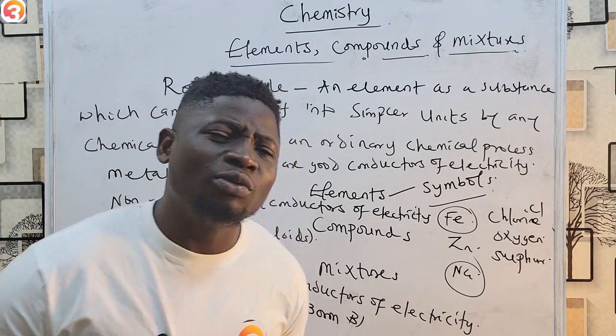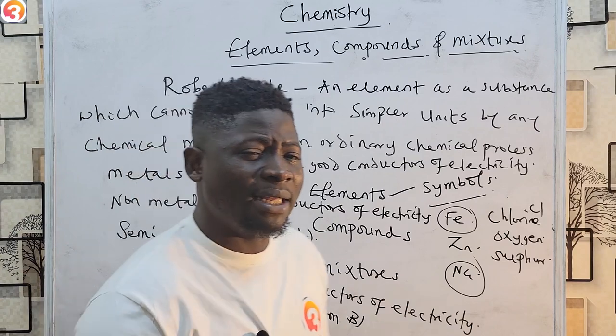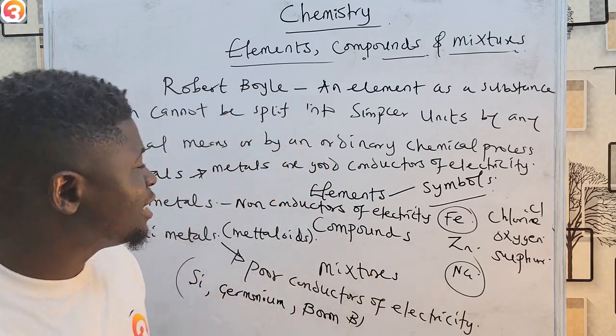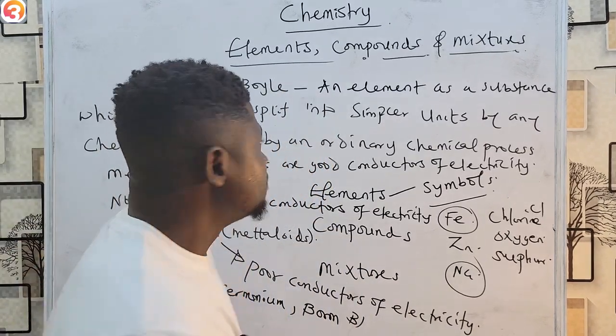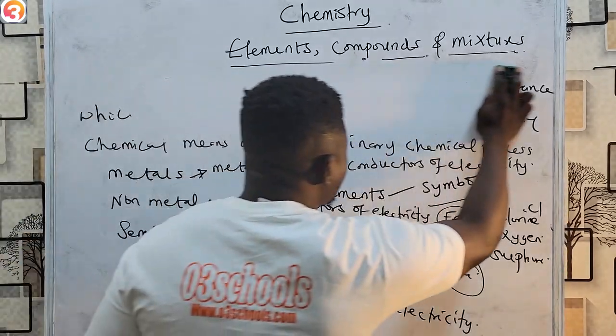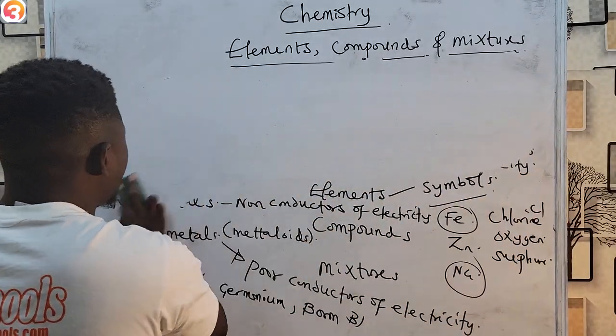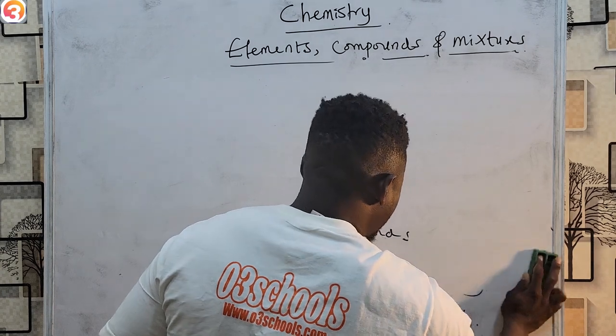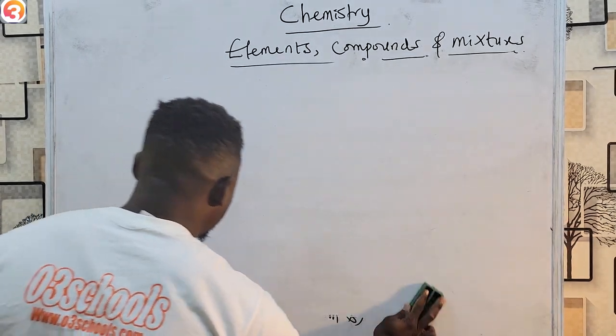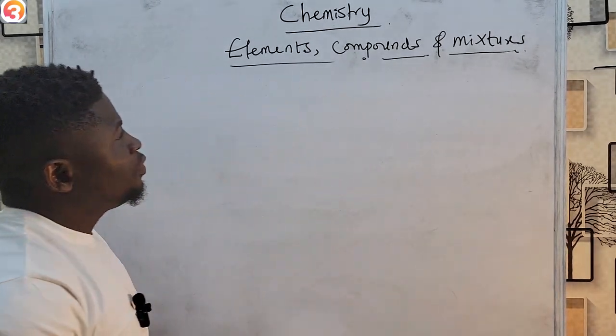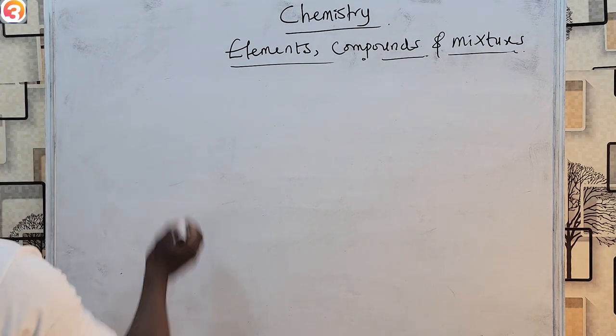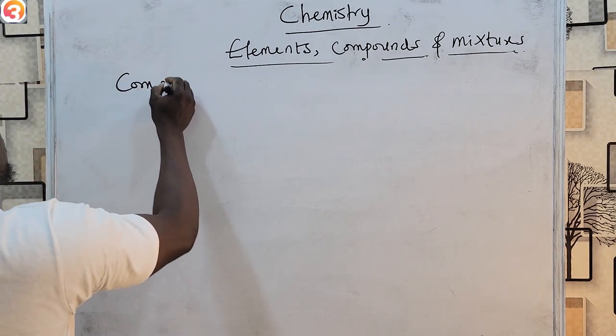So now that we have seen the classification of elements and the classification of matter, let's move over to compounds. We are done with elements. Let's talk about compounds. The most interesting one we'll talk about will be mixtures. Of course, now for compounds.